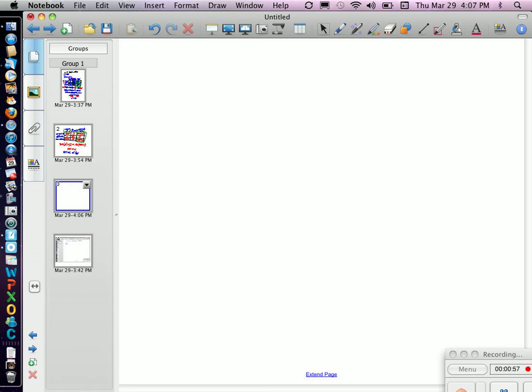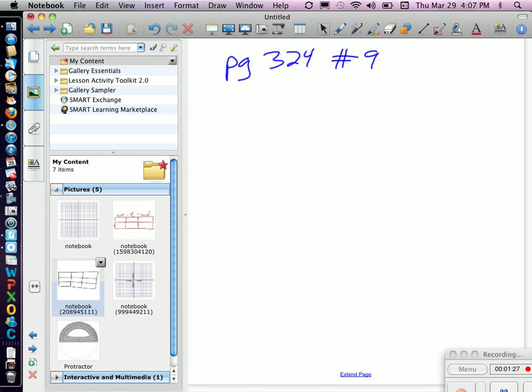Okay, so once again we have page 324, and we're going to do number 9. So let's read that. It says, how many liters of water must be added to 50 liters of a 30% acid solution in order to produce a 20% acid solution? Okay. Once again, organization is key here.